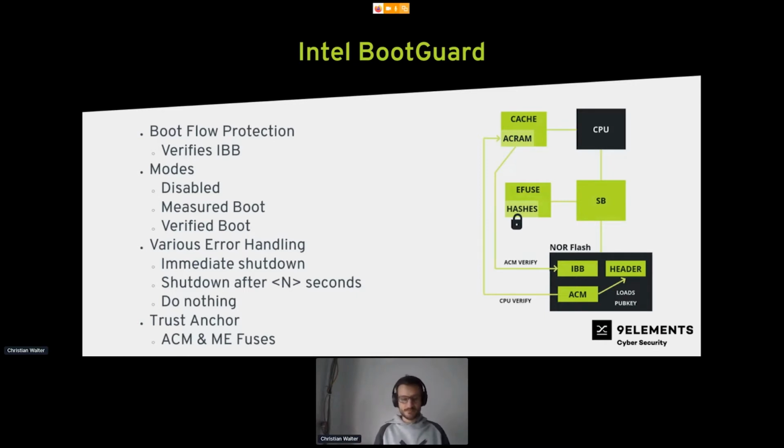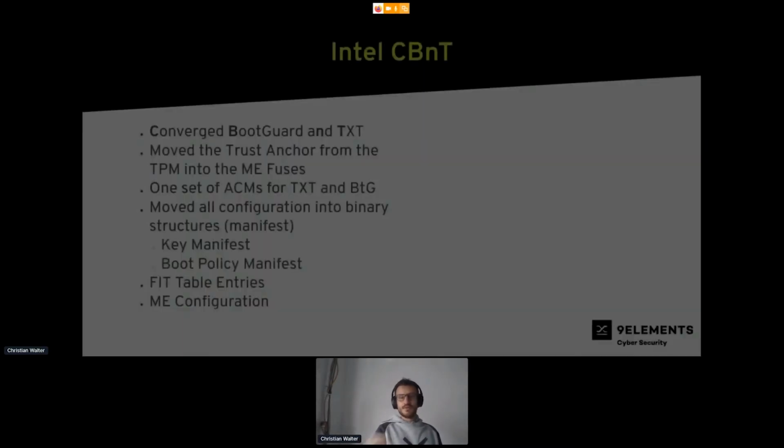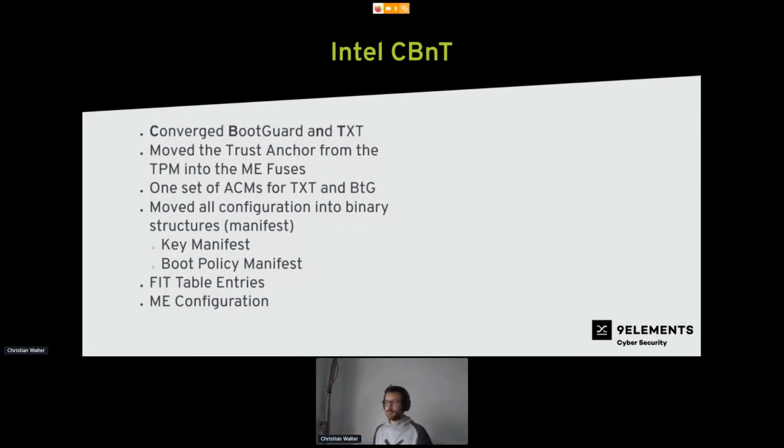of your system. The thing that we were working on, so you got background on TXT, and you got background on BootGuard, and the thing that we were working on was Converged BootGuard and TXT. Basically, they merged both technologies together, right? Both of these technologies are leveraging ACMs, so authenticated code modules. Instead of having a set of ACMs for TXT and a set of ACMs for BootGuard, you have one set of ACMs for both now.